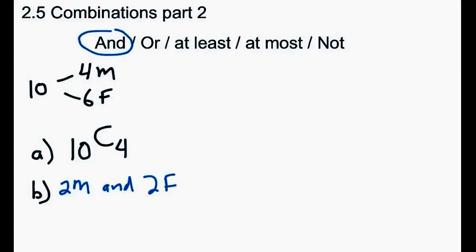In this case, when you go to do this one, you have to be careful because we're now just picking 2 out of the 4 males. So you'd have 4C2, and then and means times, remember that, so and is times. So you'd have 4C2 for the 2 males, and then we'd have 6C2 for the 2 females. And that would be it for that one.